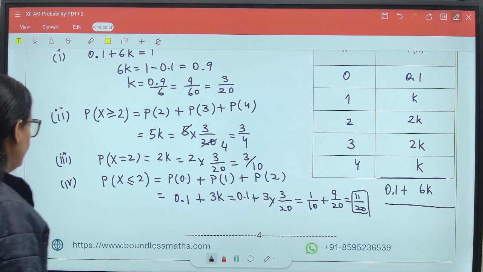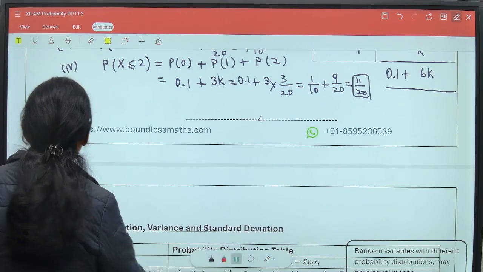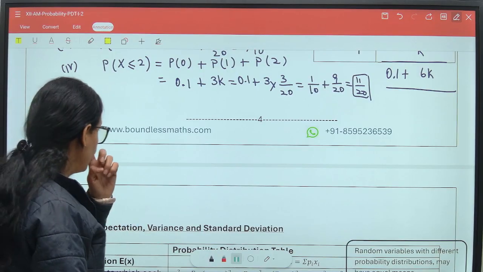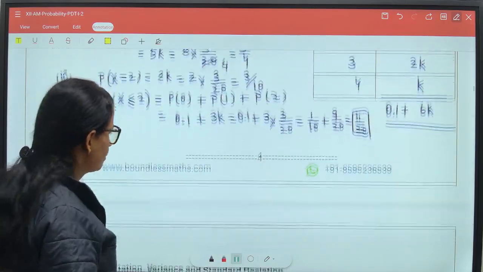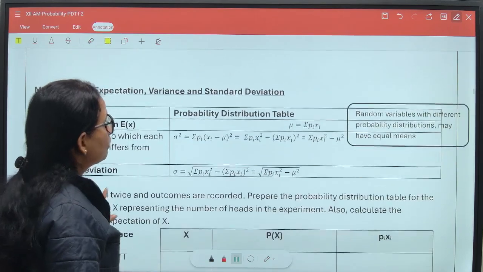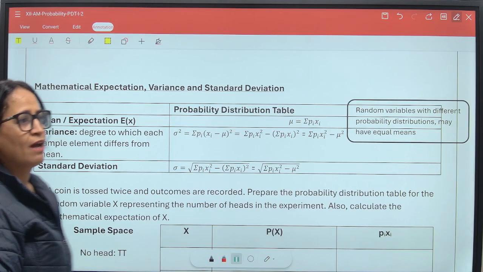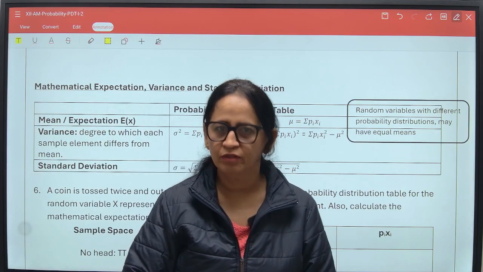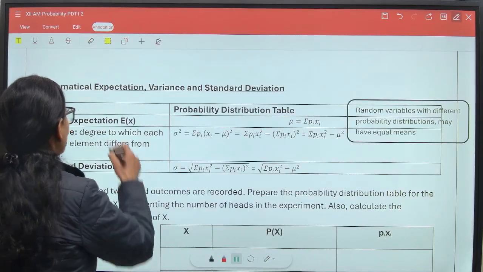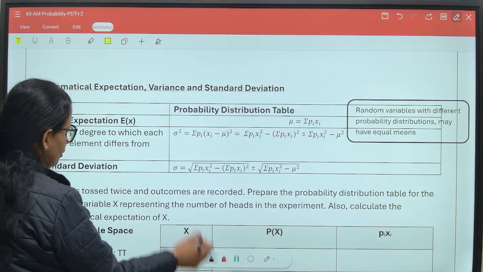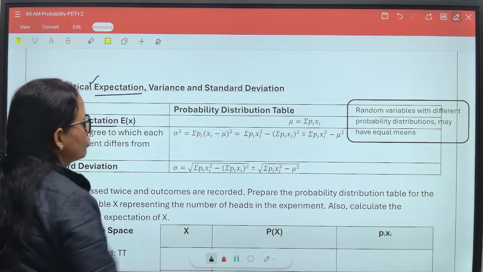Easy? Great. So let's move to the next subtopic here. Now what do we have? We have seen how to create the probability distribution table and find the values of these constants if something is missing. Now why are we creating these probability distribution tables? So that we understand the average probability of any event occurring. So to understand the average, the question might ask you to find the expectation or the mean of this probability distribution table.